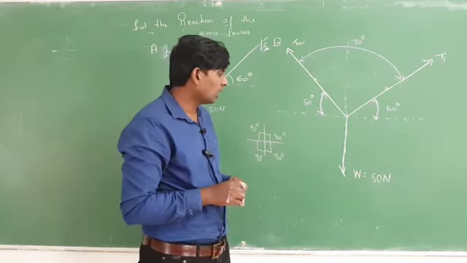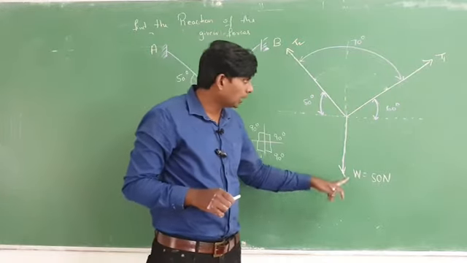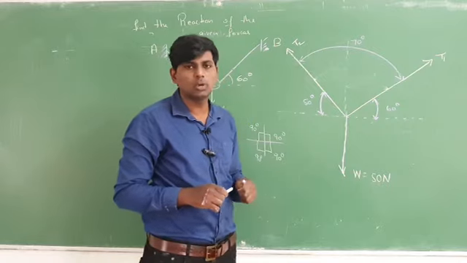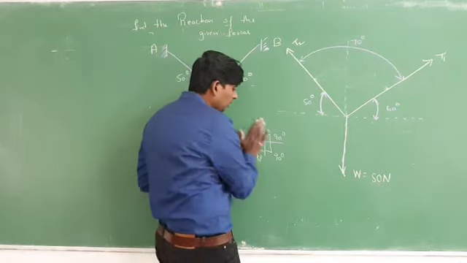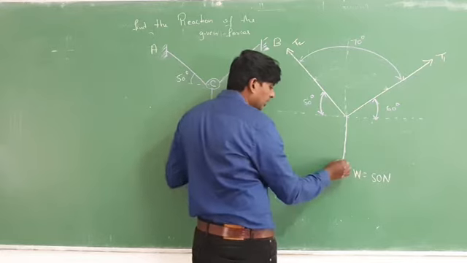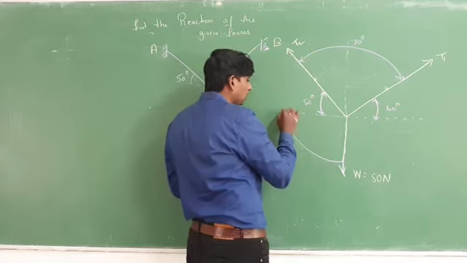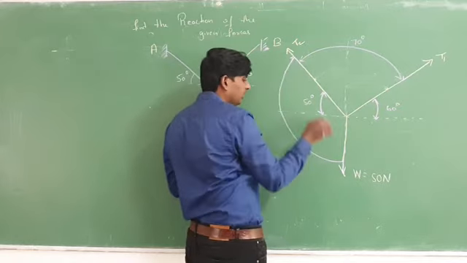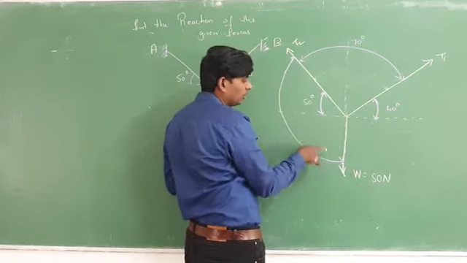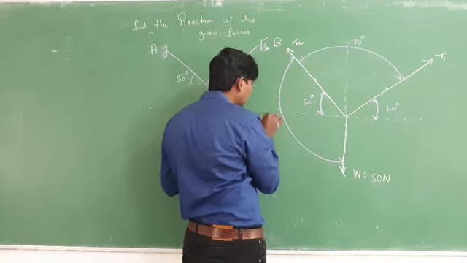Now next step, try to find out how much angle is there between W and T2, and between W and T1. You know this very well. From here to here how much angle is there? 90. From here to here 90 is there. 90 plus 50, how much angle will be there?